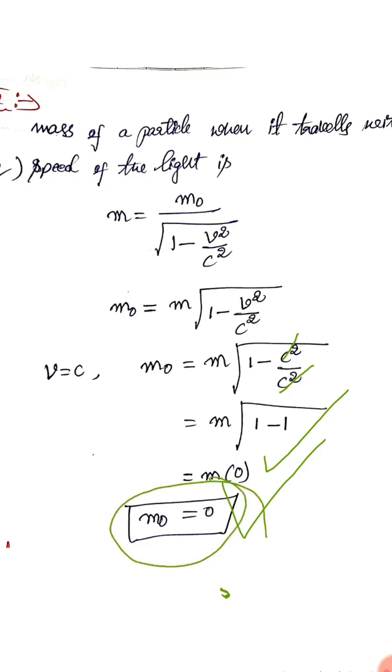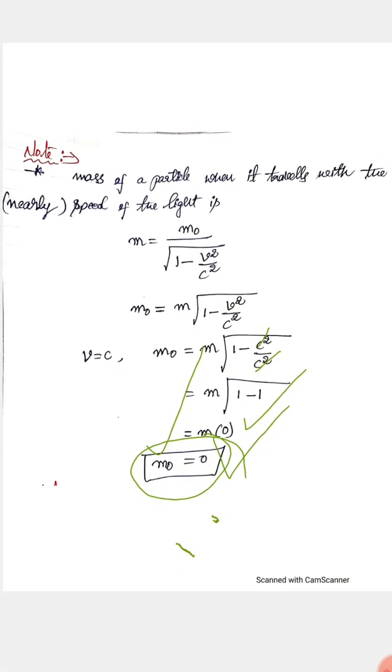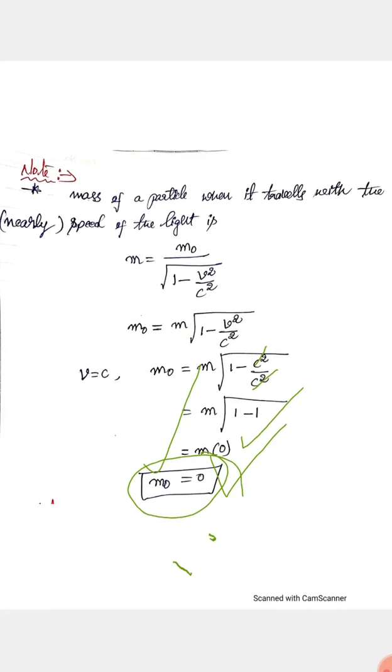M naught is what? Rest mass of the particle. Which particle we have taken here? That is nothing but a photon. Rest mass of the photon is equals to 0. What does it mean? Photon cannot exist at the rest state.